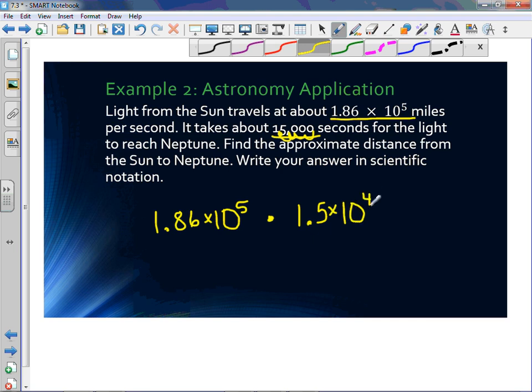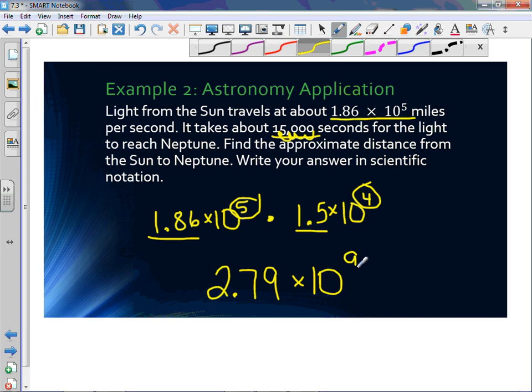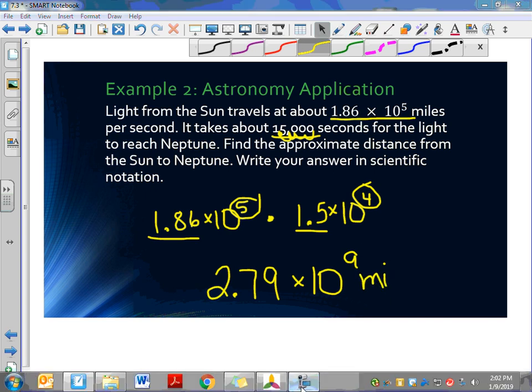All right. When you are multiplying scientific notation, you're going to multiply the first numbers together and then deal with the exponents later. So I'm going to multiply 1.86 times 1.5. I get 2.79. And here we have 2 exponents. We have 5 and we have 4, where both of the bases are 10. So the base stays 10. 5 plus 4 is 9. And of course, we're not going to forget the units. Miles.